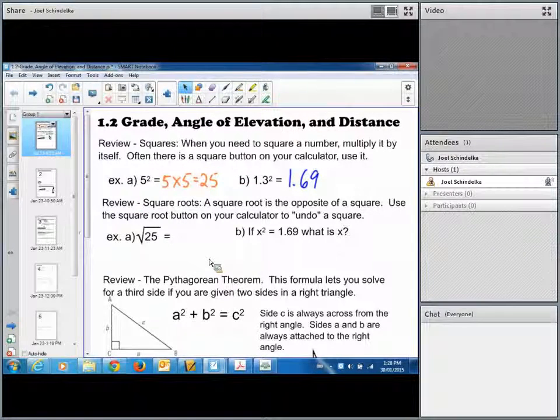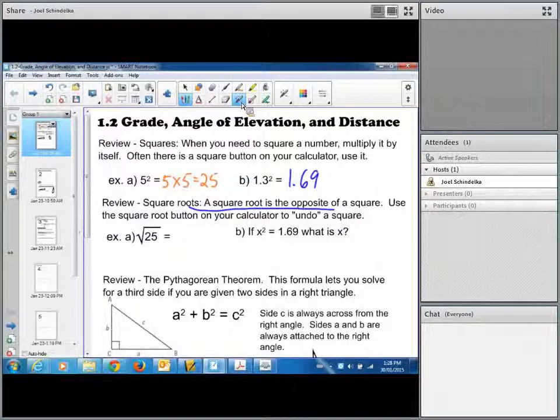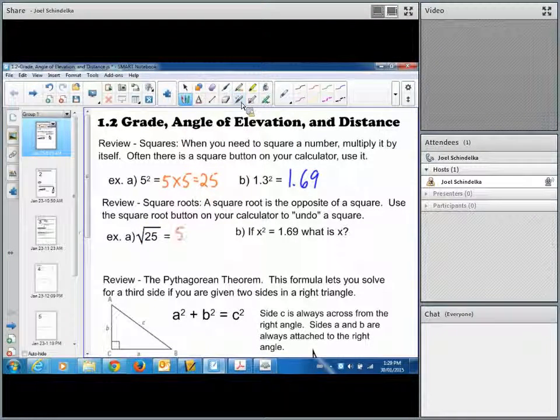Square root. This is the next review. A square root is the opposite of a square. Use the square root button on your calculator to undo a square. This check mark, square root symbol, means what number multiplied by itself makes 25? What times what makes 25? And your answer is 5. Get that button on your calculator and see how you do the square root of 25. Make sure you get 5 when you try this.